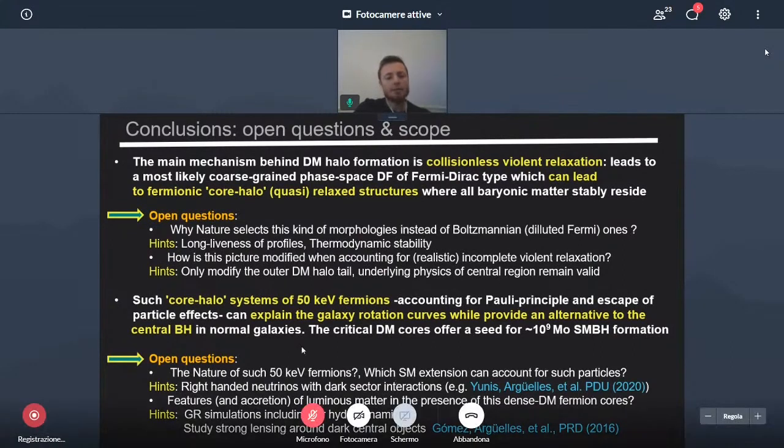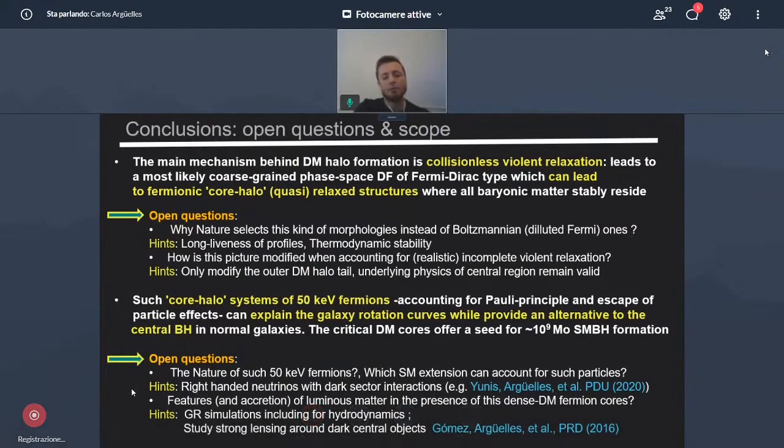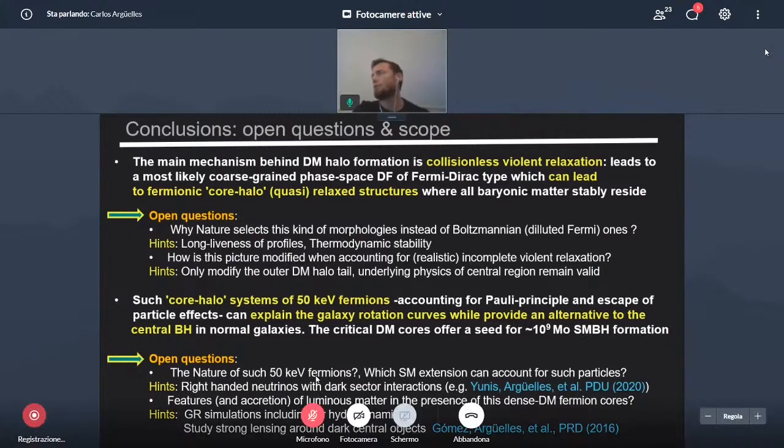Well, there are some hints, for example, maybe possible right-handed neutrinos with some dark sector interaction. These are recent work we have done that fit this data, but there are also other options. For example, some works from some options for dilute sterile neutrinos. There are some other options. This is an open question, very interesting indeed, which is the nature of this.